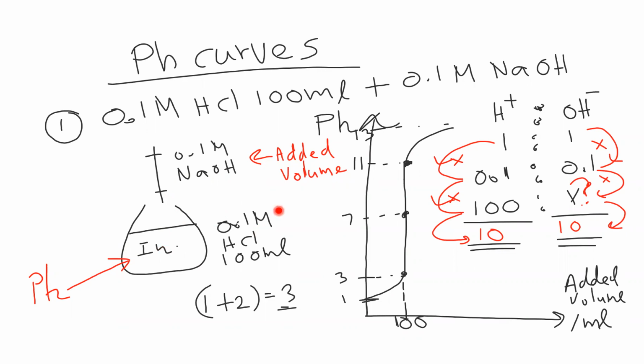0.1 M HCl, 100. So volume is not needed because nothing is mixed. Initial concentration is 0.1. So pH will be 1.